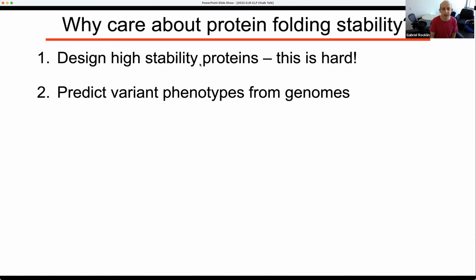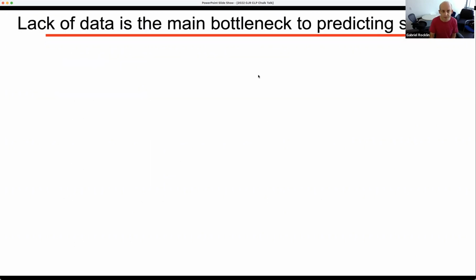And then the reason that I meant to mention first is that we want to learn how to design really high stability proteins. And this is actually still really hard, believe it or not. Lots of times we design something that looks really good on the computer, and maybe we predict its structure with a tool like AlphaFold, and that structure is predicted to be exactly how we designed it. But then when we experimentally test that protein, it doesn't fold at all. And so we need to learn how to predict stability from sequence so that we can solve this problem.